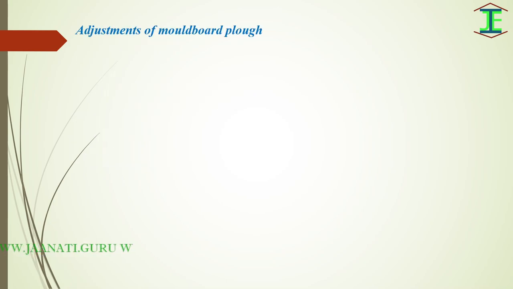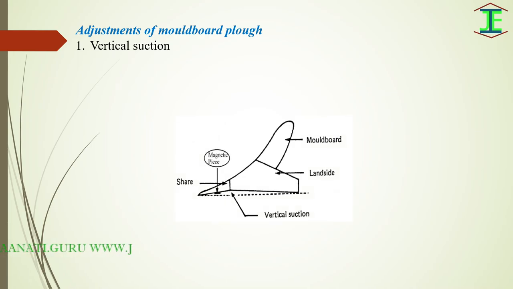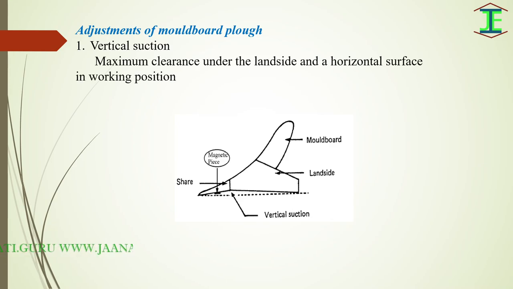Adjustments of the moldboard plow. Vertical suction. Vertical suction is the clearance between the land side and the joining point of share and the land side. Vertical suction is the distance, the clearance between this joining point of the share and the land side and the horizontal surface. So by adjusting this vertical suction, we can improve the depth of plowing.